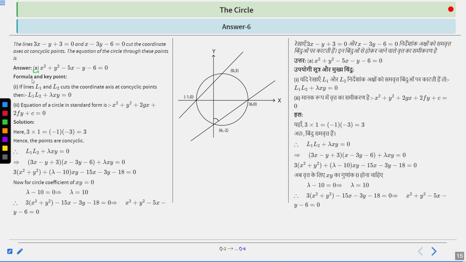So in this way, we have discussed a lot of different types of questions on the chapter circle. Hope you understood each question and the concepts that we have applied in these questions.